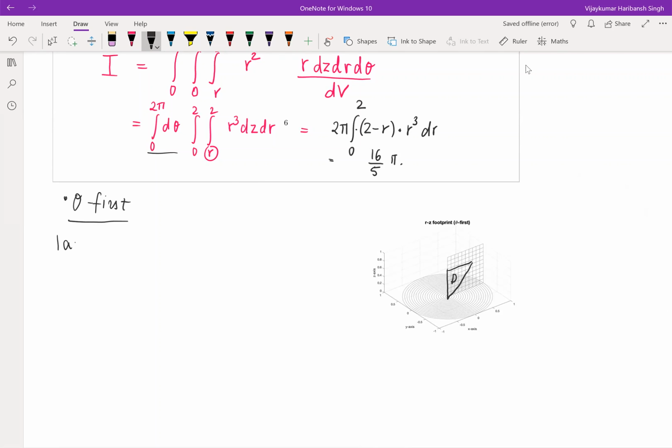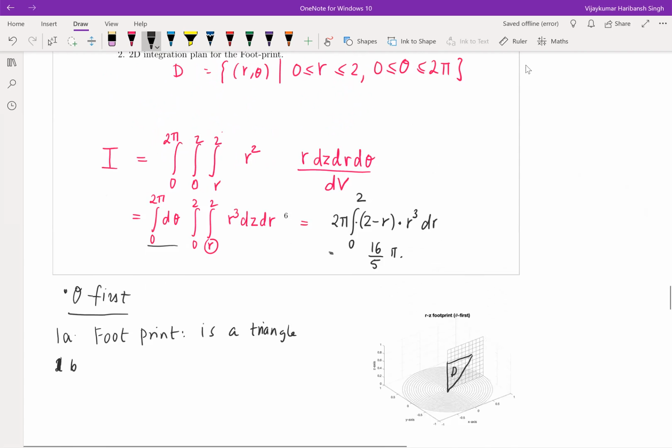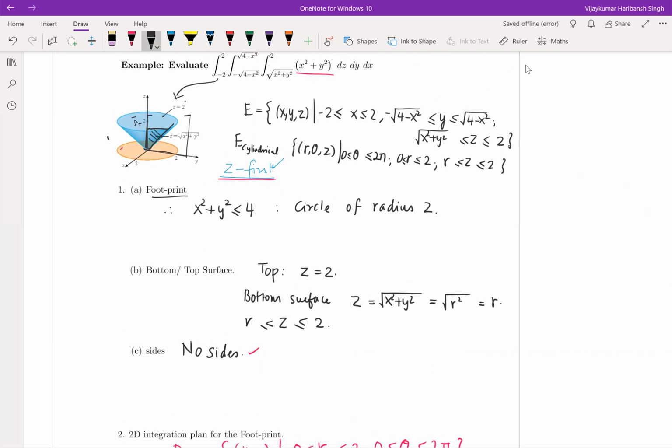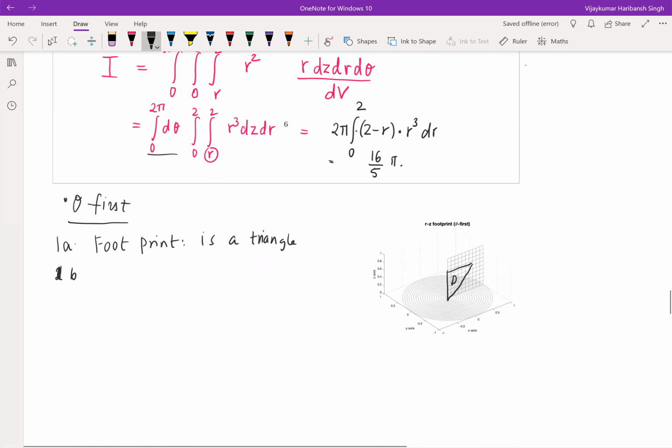Now let's go through all the steps by ourselves. 1A, the footprint is a triangle. Now, what is the bottom and top for theta? Theta is pretty straightforward: theta goes from 0 all the way to 2 pi. So top and bottom, theta goes from 0 to 2 pi.